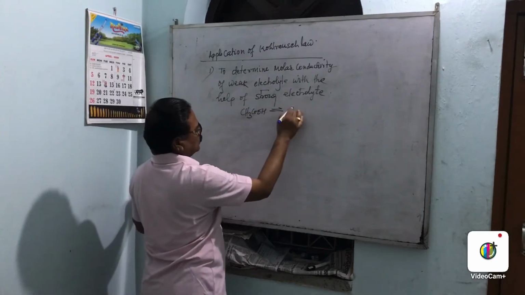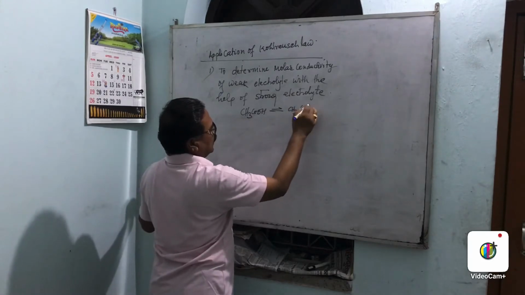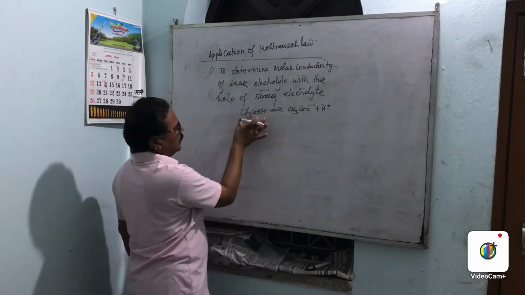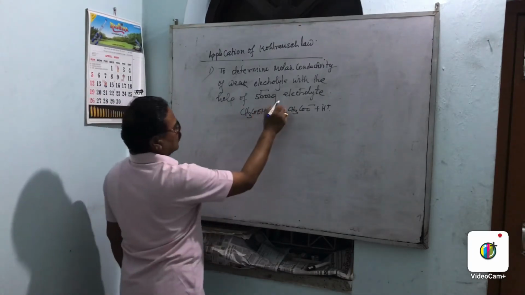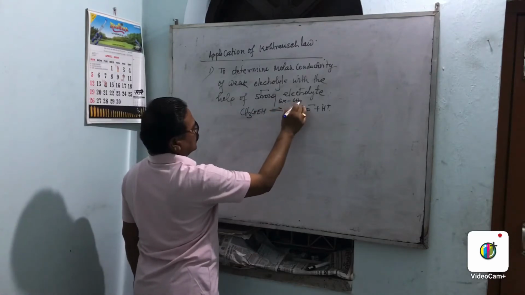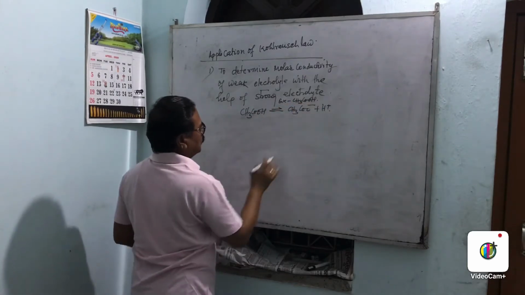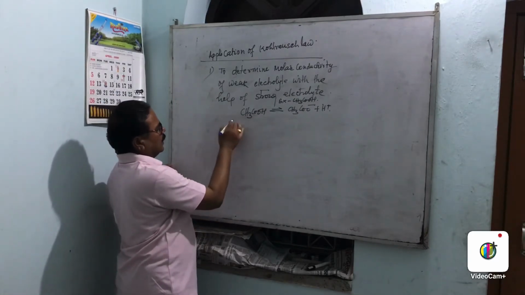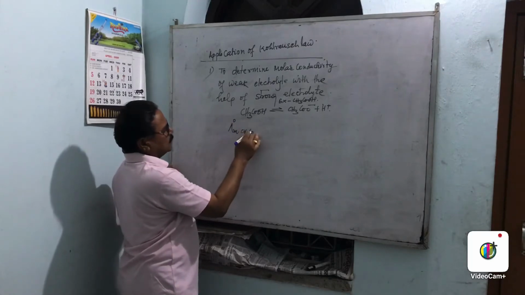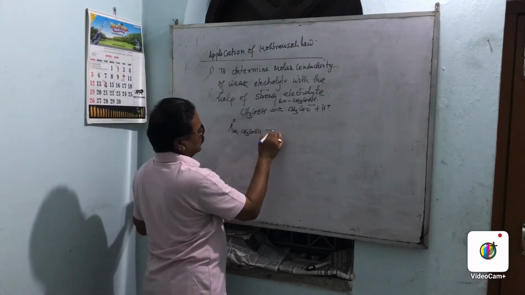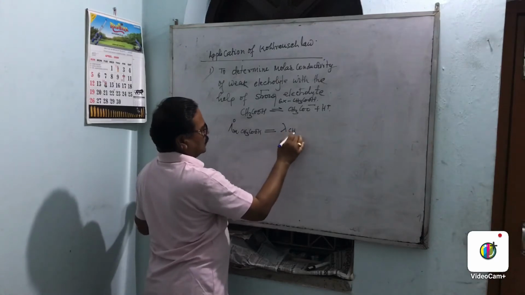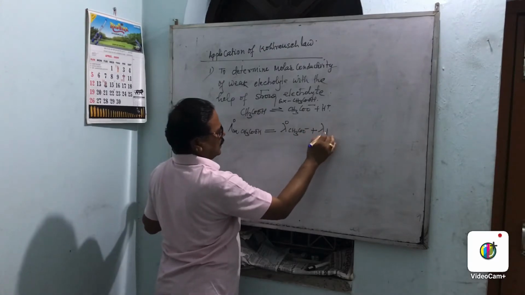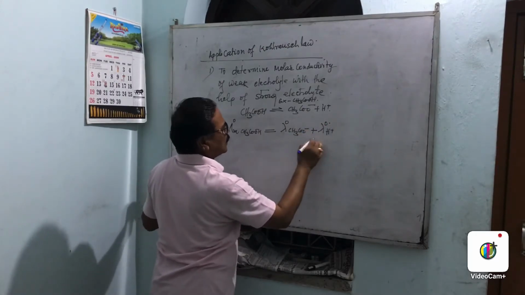So it will dissociate to give CH3COO minus and H plus. We have to determine the molar conductivity of the weak electrolyte, for example CH3COOH. The molar conductivity of CH3COOH at infinite dilution is equal to the ionic conductivity of the cation plus the anion. This is the required equation.